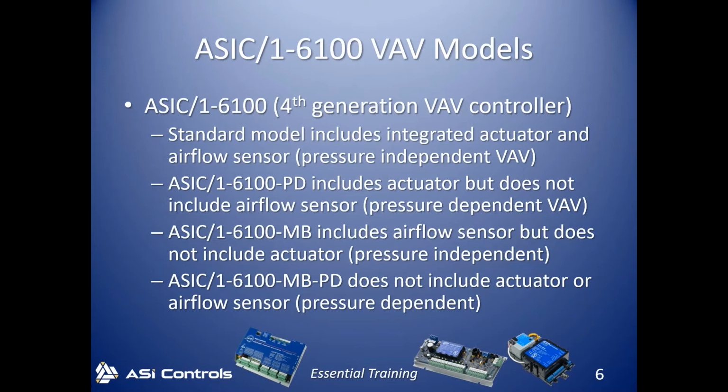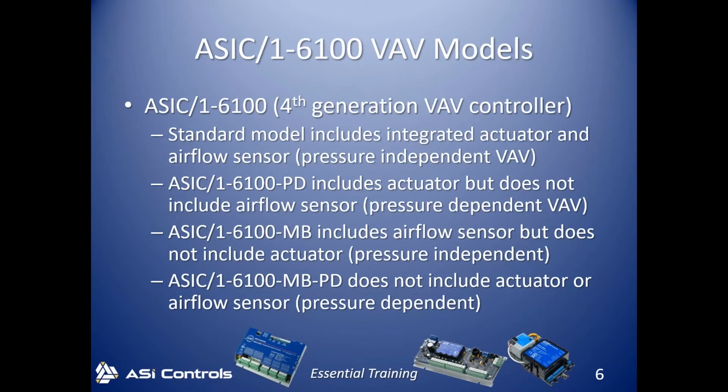The -MB, where MB stands for metal base, you get the airflow sensor to measure and control CFM, but you don't get the integrated actuator. Perhaps there's an existing actuator there in a retrofit project, or some people just prefer to have the actuator separate because they like to be able to easily get an off-the-shelf actuator and change it out, or maybe there's a brand they prefer that's not BLEMO, or for whatever reason they prefer not to have the integrated actuator.